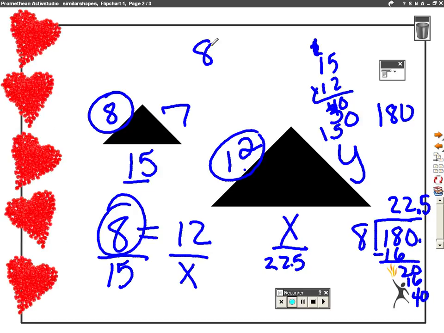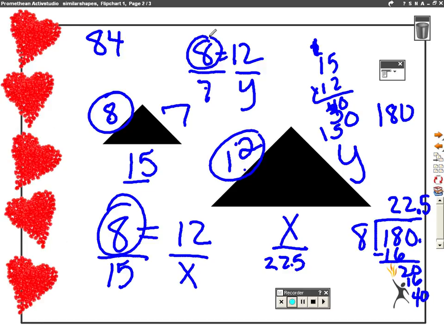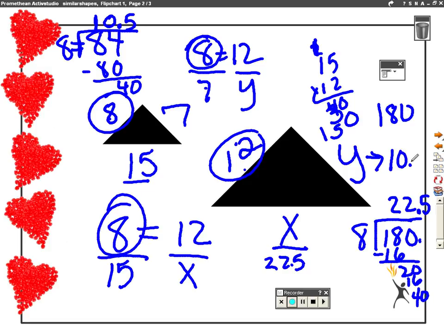Again, I'm going to use 8 is to 12 because I'm going to use my definites. And then I have 7 is to y. 7 times 12 is 84 because I know my math facts. I'm going to divide by the number I didn't use, which is 8. 8 goes into 8 one time. 8 can't go into 4, so put a 0. So 10 times 8 is 80. When I subtract it, the 4, bring down the 0. 8 goes into 40 5 times. So 10.5 is the answer for y. Very simply, you just do proportions. We just align same to same.